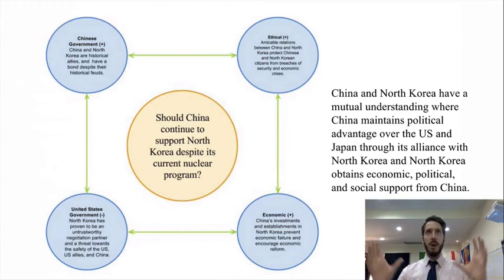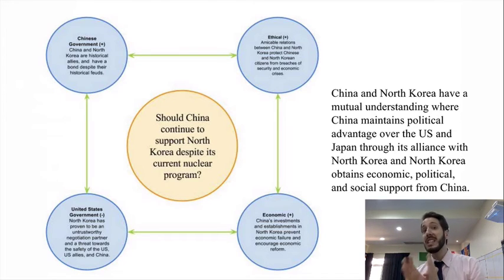You could also see the perspectives that they noted from each of those lenses or stakeholder positions. When they look at that all together, all those different perspectives, they created this working claim or working thesis. China and North Korea have a mutual understanding where China maintains political advantage over the US and Japan through its alliance with North Korea, and North Korea obtains economic, political, and social support from China. Very clear, nice and detailed, and by the way, we go over a little bit more into what a good research question and claim look like. But that's a great start.